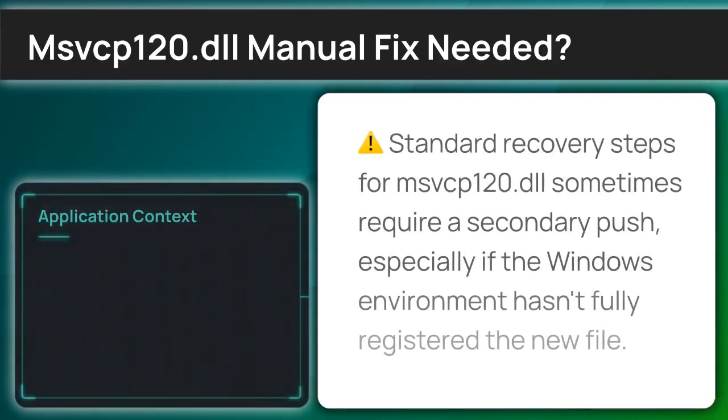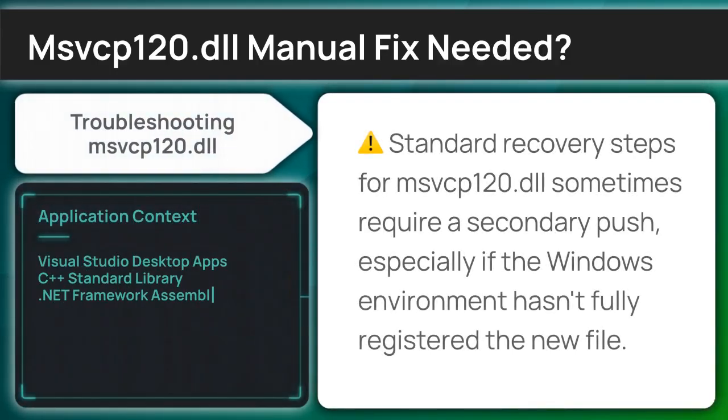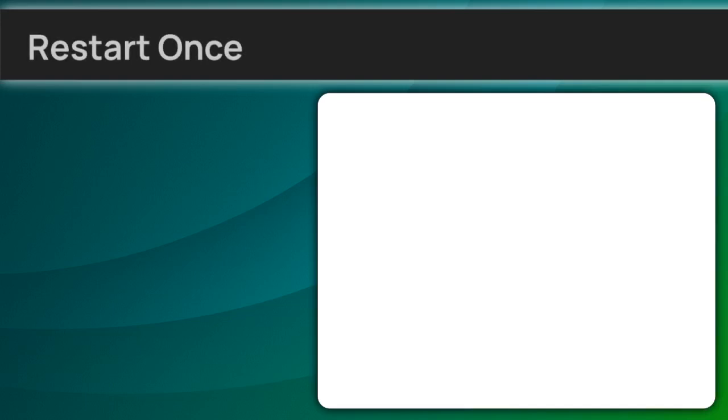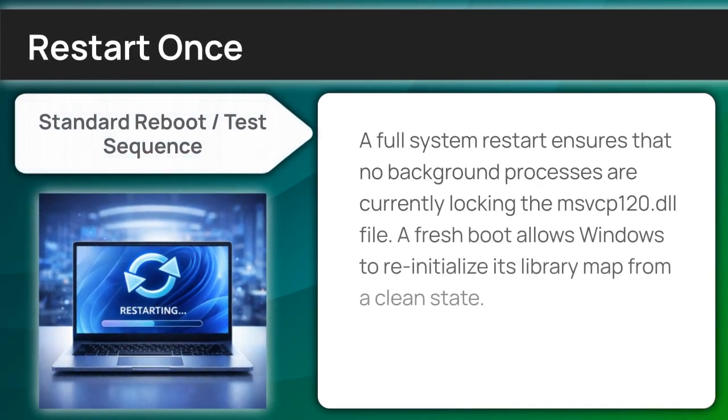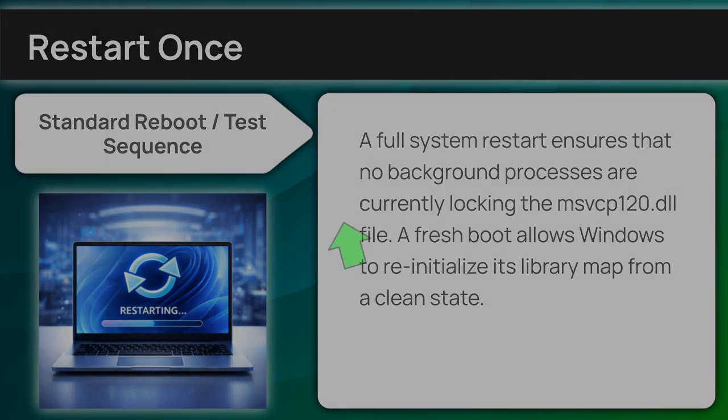In cases where the official installer remains ineffective, we must escalate to a manual review of your system's active runtime state. A quick reboot can determine if the error is transient. While it won't fix a deleted file, it can re-establish the connection between your software and the Msvcp120 file if the path was temporarily busy.